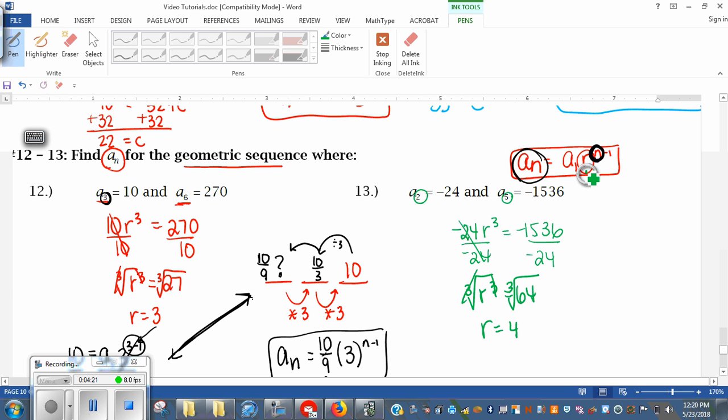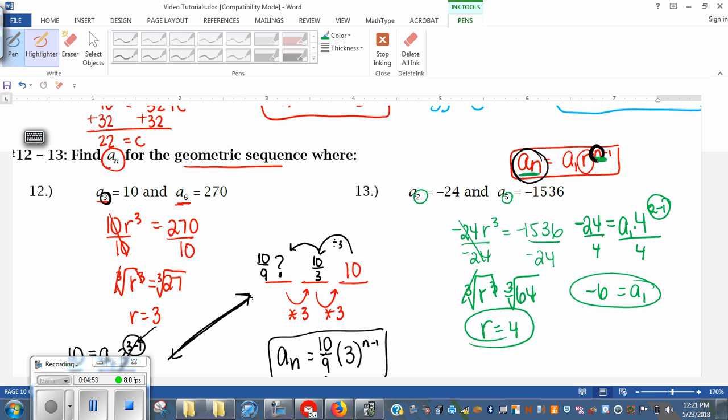So again, that fills in here. We don't know what the first term is. You can use either one of these terms to fill in the nth term. So I'm going to use the negative 24. If I use negative 24 for the nth term, I'm using 2 for n. So right here, for n, I'm going to say 2 minus 1. Okay, so this is 1. 4 to the first is just 4. So now I want to divide by 4. So negative 6 is my first term. Okay, once I have these two, I'm going to fill those in my equation.